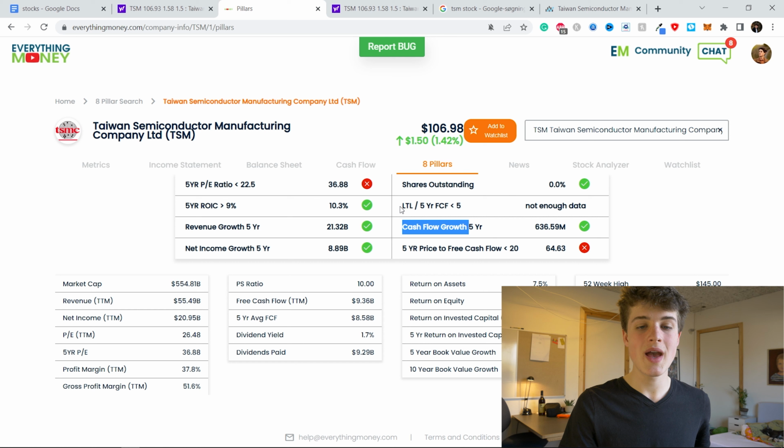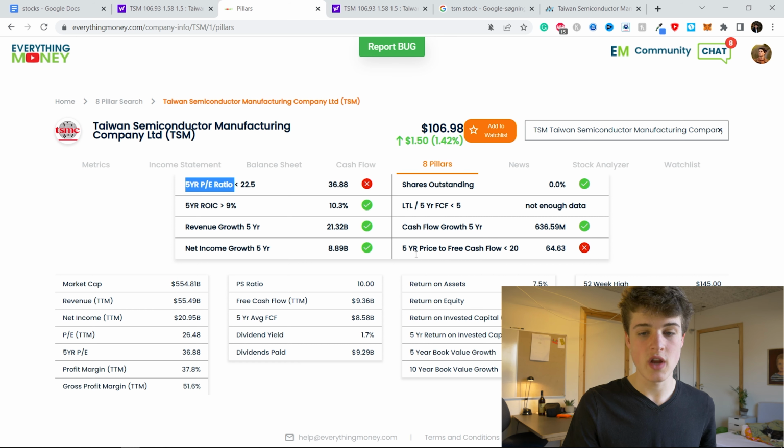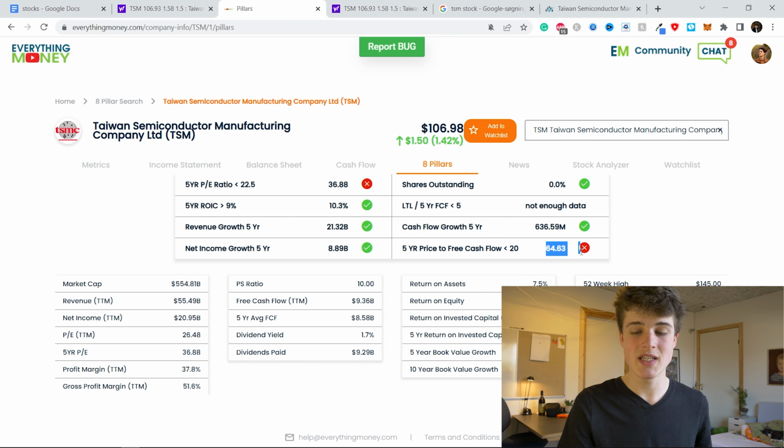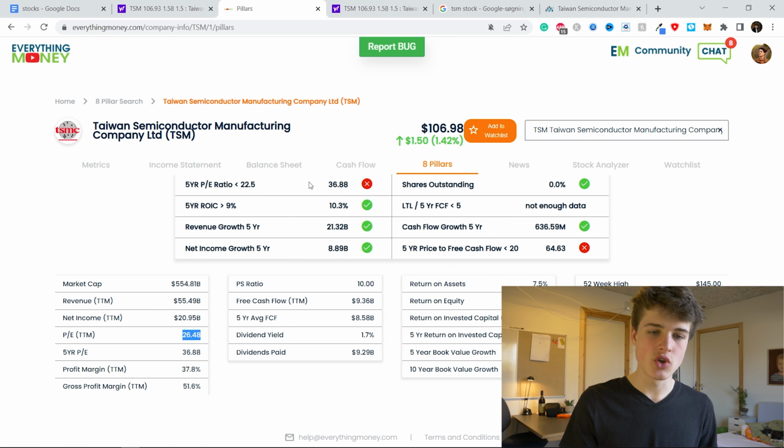But the only two X's that we have here are the 5-year PE is greater than 22.5, and the 5-year price to free cash flow is greater than 20 by a lot. But if you look at the PE ratio at the moment, it's 26.5, so that is significantly lower than the 36 we were looking at here, and that is actually starting to get down to that 22.5 that we want.